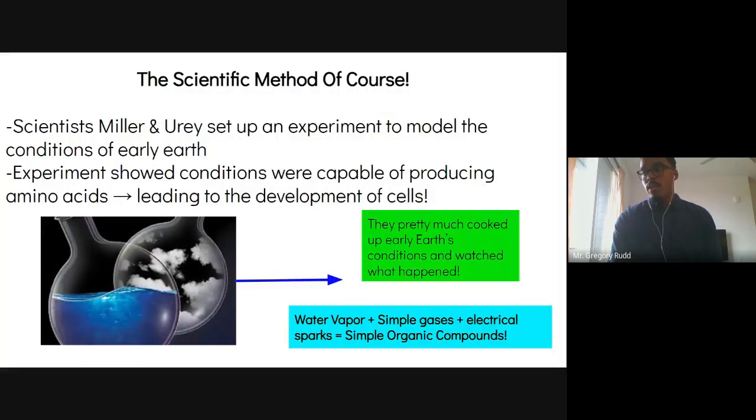Okay, well, one way we do this is by running experiments. And one particular experiment was extremely important to us. That experiment was run by two scientists, well, really one scientist named Stanley Miller, who was working in a lab at the University of Chicago. He was able to demonstrate that the early conditions of the Earth, which of course were not conducive to life initially, eventually became conducive to life.